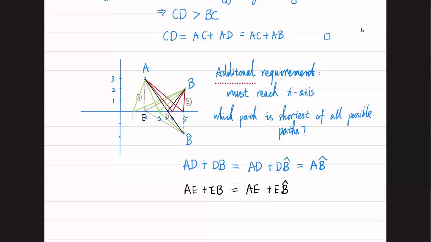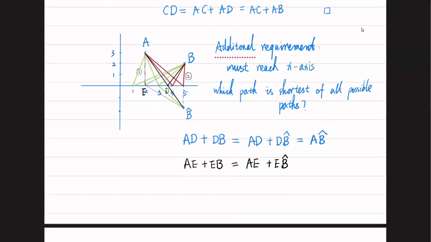Okay, think about why. We can use different theorems. We can use the Pythagorean theorem, because the square of this is the summation of these two squares, which is the same as the summation of these two squares, which will be the square of EB. We have different proofs. Now let's compare the summation of this, AE and E B hat, with A B hat. Which is longer, which is shorter?